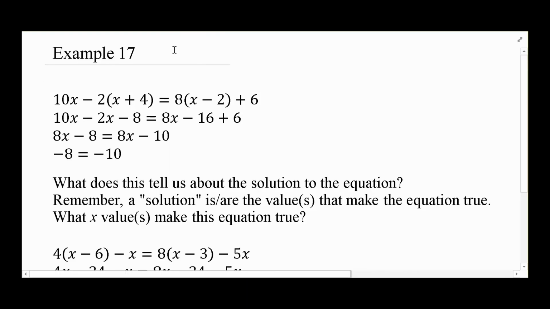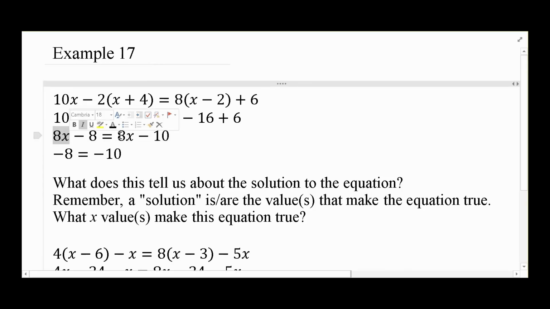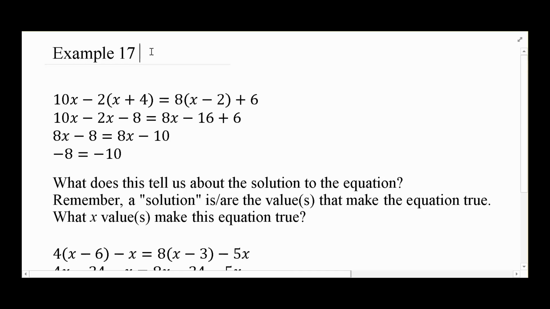Now in these next two examples, I'm not doing them by hand, I'm not walking through all the steps because they're basically the same as the last one. But we start off with a linear equation. After going through all the steps to solve it and get the x by itself, you'll notice that something weird happened. You'll notice that we had 8x on this side and 8x on this side, so that when I subtract 8x from both sides, the x portion goes away. And we're just left with negative 8 equals negative 10. No x is involved at all.